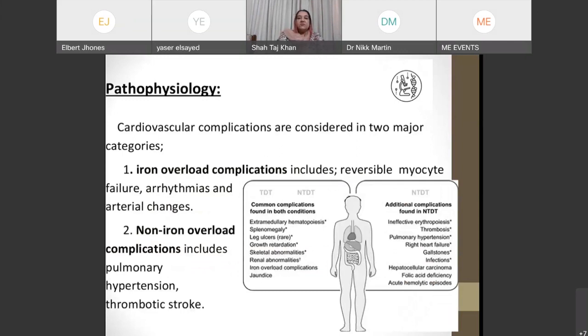Number one is the iron overload complications, which include reversible myocyte failure, arrhythmias, and arterial changes. The non-iron overload complications include pulmonary hypertension and thrombotic episodes, thrombotic strokes, which are a much more complicated cardiac complication.